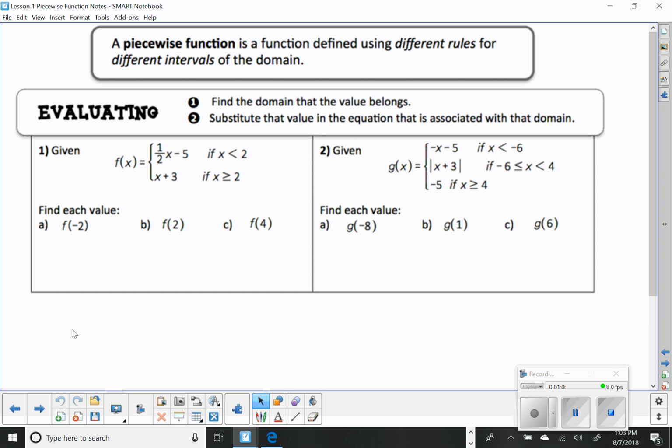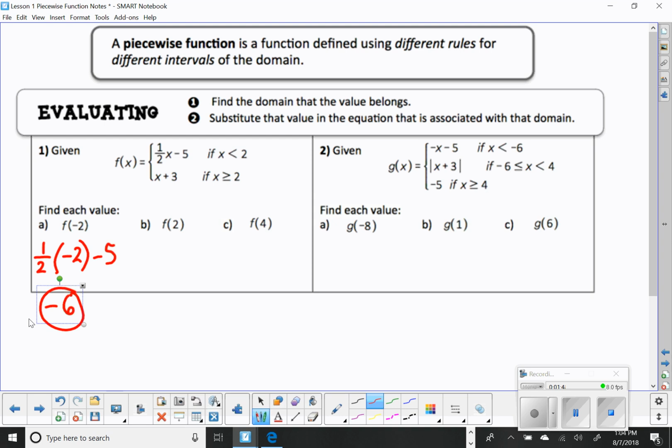So let's take a look at first evaluating, since that's the easiest thing to do with piecewise functions. Here we have our function. It has two pieces. I want to find the value of each. F of negative 2. Well, first I have to ask myself, is negative 2 less than 2 or greater than or equal to 2? It's less than 2. So that means I'm going to do 1/2 times negative 2 minus 5. 1/2 times negative 2 is negative 1, minus 5 is negative 6.